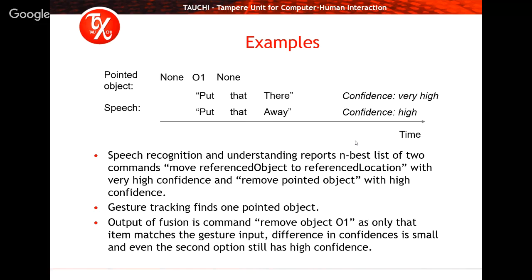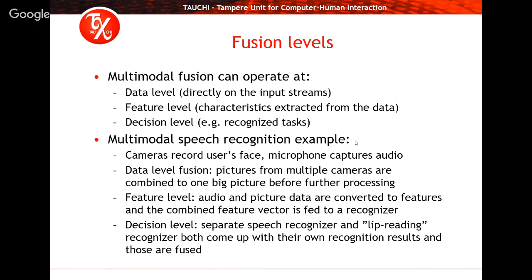Okay, so those were a couple of different examples just to illustrate what sort of decisions the fusion engine must be making in a stereotypical multimodal system. It's possible to implement the fusion on different levels, and in the literature, the following 3 levels have been described: data level, feature level, and decision level. So here is an example of what those mean.